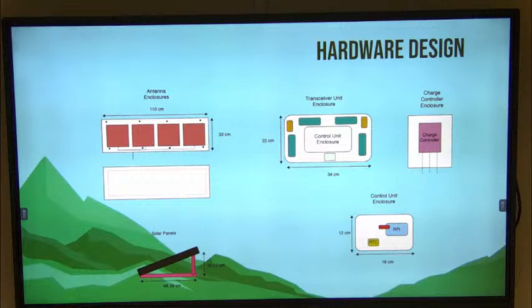And also we have an enclosure for our charge controller, which controls all the power from the solar panels and from the batteries to the load, and the solar panels, which needed to be angled for our location to get the best results in collecting that solar power.